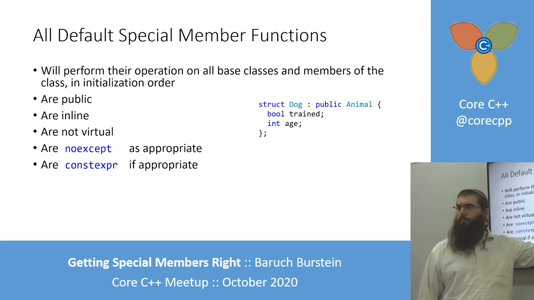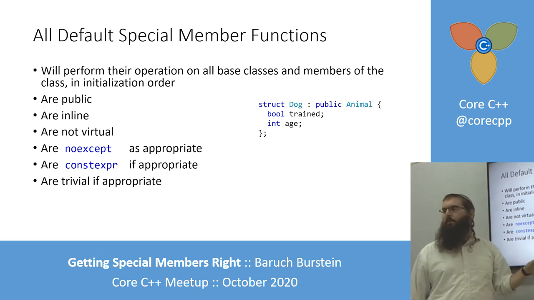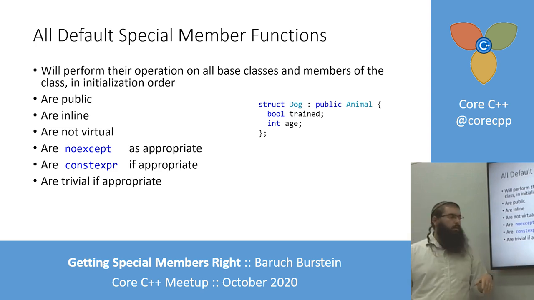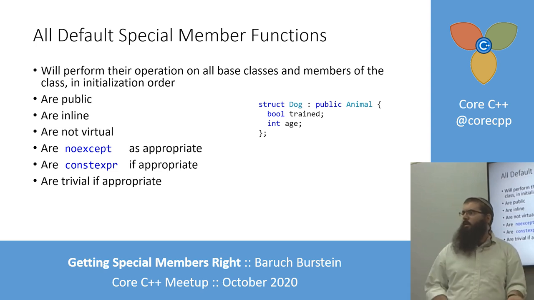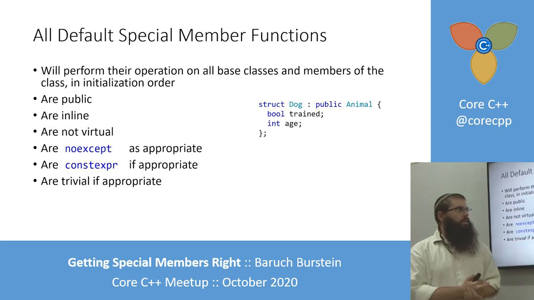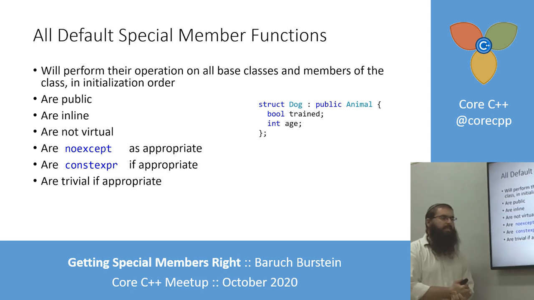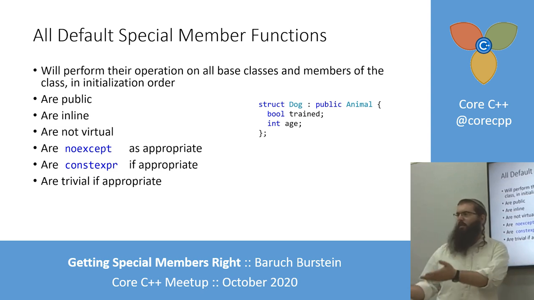Constexpr, the same thing. It will make a best effort to make it constexpr, and they are trivial if appropriate. Again, if appropriate. If all the ones that it's calling are trivial, it itself will be trivial only if it is defaulted in the actual class definition. If it is defaulted even in the header file after the class definition, it will not be trivial.